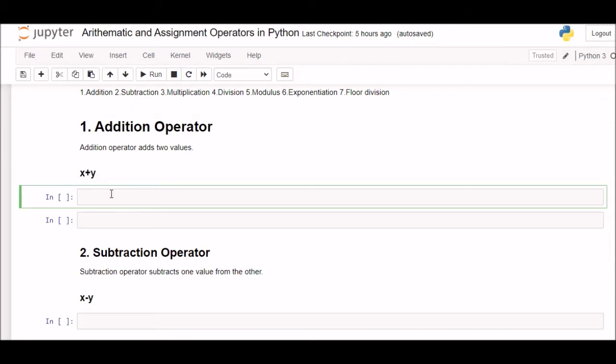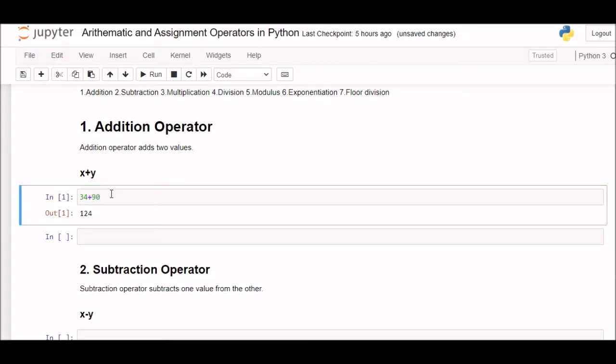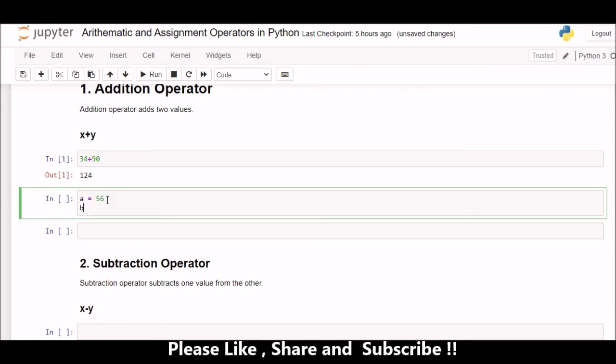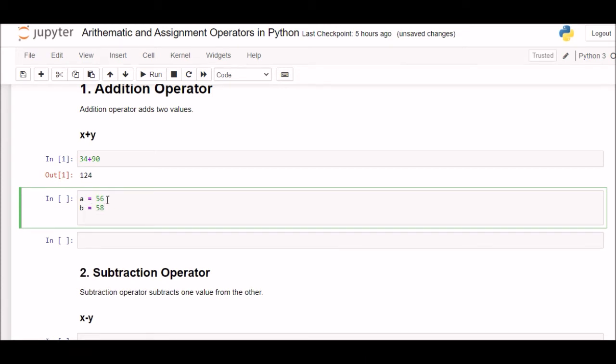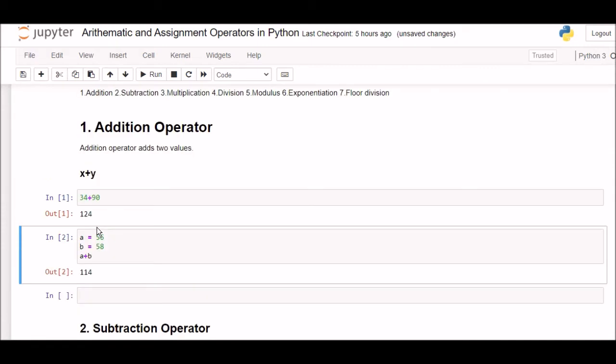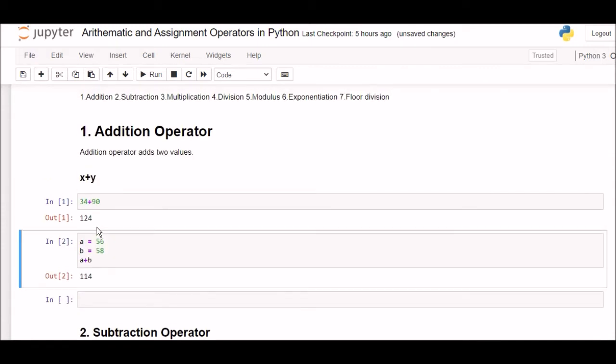For example, 34 plus 90. It returns 124. Now, another example. For example, a is equal to 56, b is equal to 58. Then a plus b. Let's run the code. It returns a plus b is equal to 114. Okay, so in this way you can use the addition operator in Python.